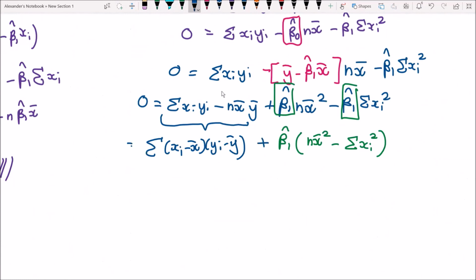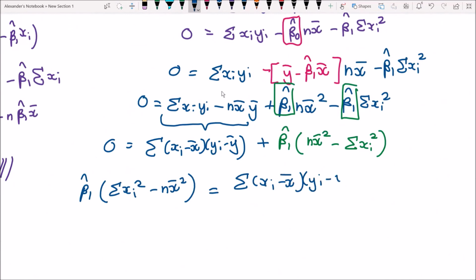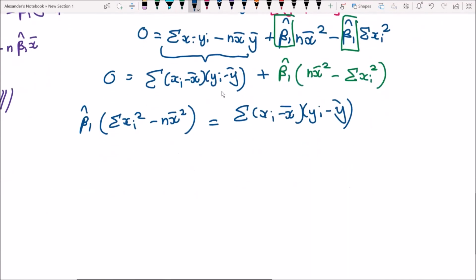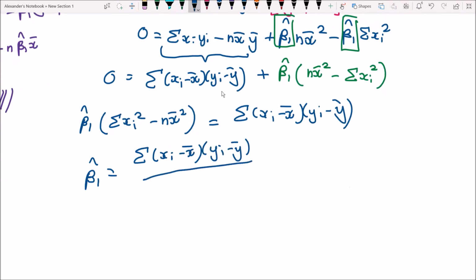So let's bring the beta 1 hat to the other side of the equation. So it becomes beta 1 hat multiplied by the summation of xi squared negative n x bar squared, which is equal to the summation of xi minus x bar times yi minus y bar. And this means that beta 1 hat is equal to the summation of xi minus x bar times yi minus y bar, all of this divided by the summation of xi squared minus n x bar squared.